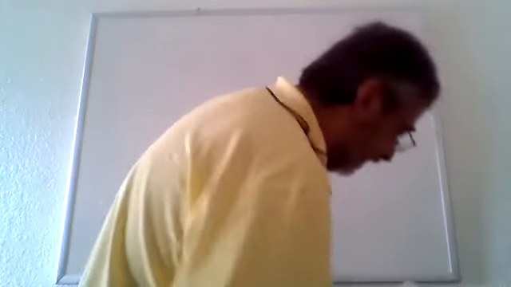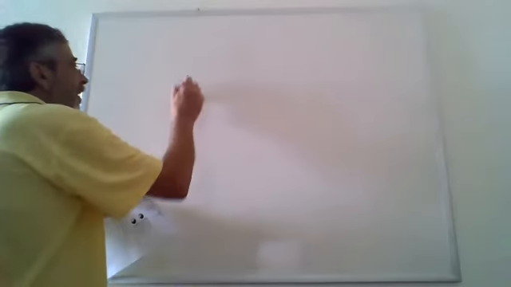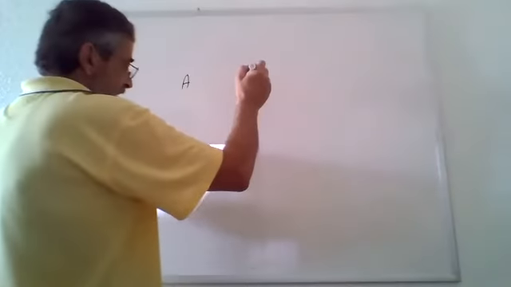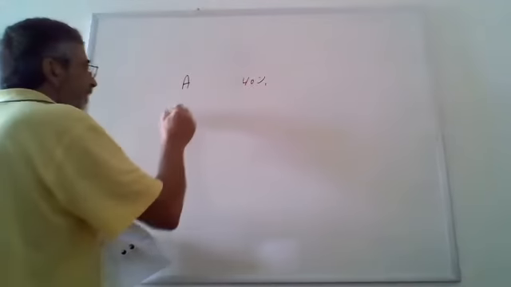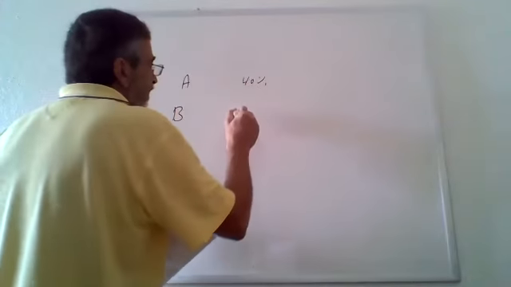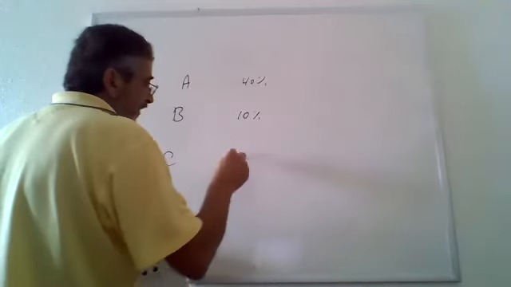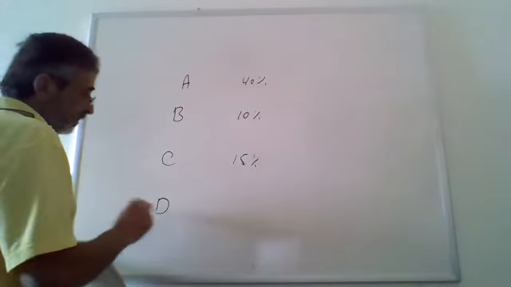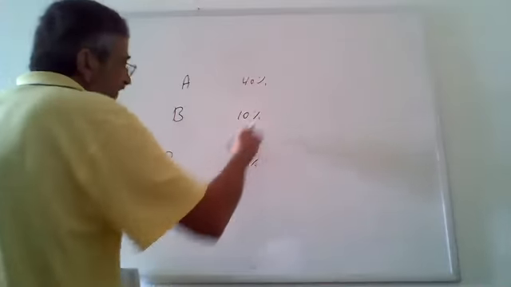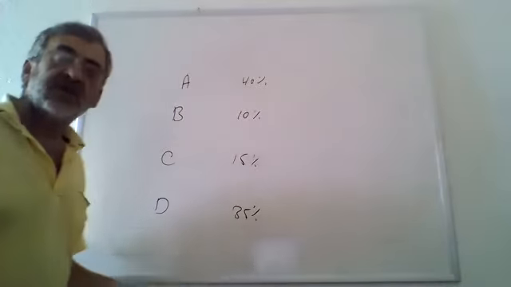So let's go ahead and pick something. Let's say group A is 40%. Group B is 10%. Group C is 15%. And then group D is, so that's 40, 50, 65, say 35%. How do I represent those on a pie graph?